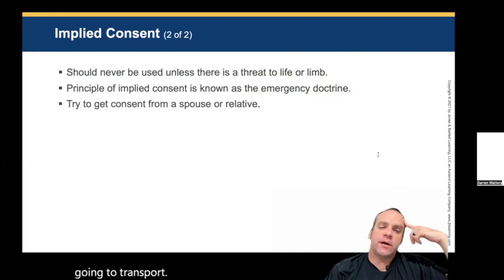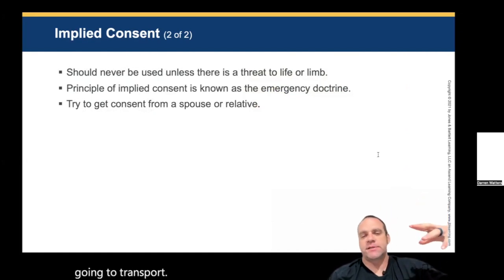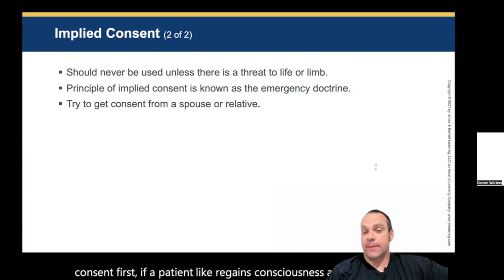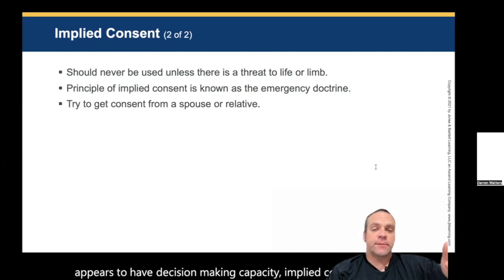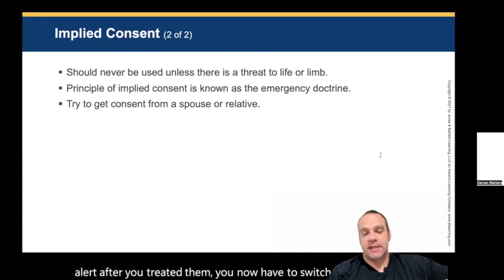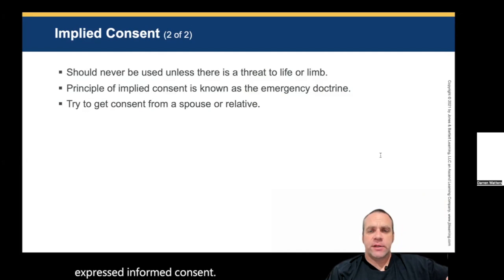So if we continue, a little bit more on the limitations of implied consent. First, if a patient regains consciousness and now appears to have decision-making capacity, implied consent no longer applies. So if someone overdosed, for example, and was unresponsive when you arrived, but now they're awake and alert after you treated them, you now have to switch back to getting expressed, informed consent moving forward. You can't keep treating them under implied consent.